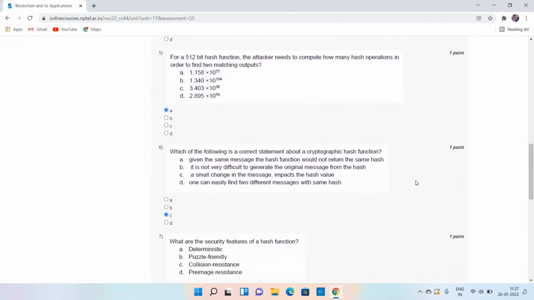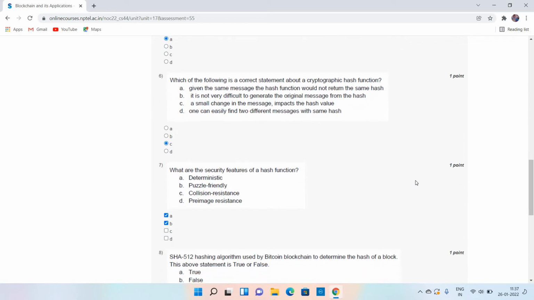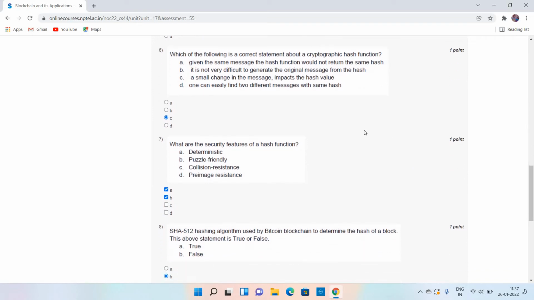And now coming to the sixth question, which one of the following is a correct statement about a cryptographic hashing function? For a cryptographic hash function, given the same message, the hash function would not return the same hash. So it's not the correct one. It's not very difficult to generate the original message from the hash. This is also not the correct one. A small change in the message impacts the hash value. I think this one is the correct one as per my knowledge, so I put C as the best answer. And coming to D, one can easily find two different messages with the same hash. It's also not the correct answer. So as per my knowledge, I consider C the better answer.